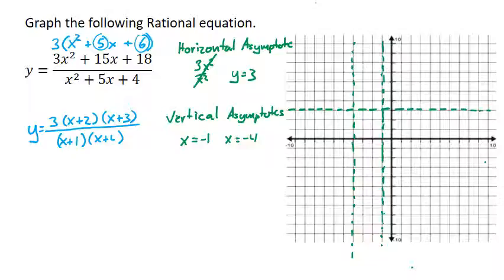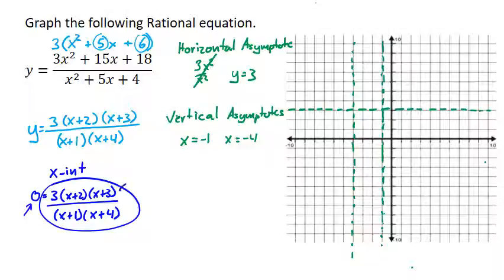Let's talk x-intercepts and y-intercepts really quick. Okay, so x-intercept. To find your x-intercepts, you plug 0 in for y. So 0 equals 3 times x plus 2 times x plus 3, all over x plus 1 times x plus 4. Now, remember that in order for a fraction to equal 0, the only thing that has to equal 0 is the numerator. So in factored form, that makes it really easy for us. Where does it say that our x-intercepts are? It says that our x-intercepts are at x equals -2 and x equals -3. Those are the two values from each of those factors that would make the numerator equal to 0. So my x-intercepts are at -2 and -3.